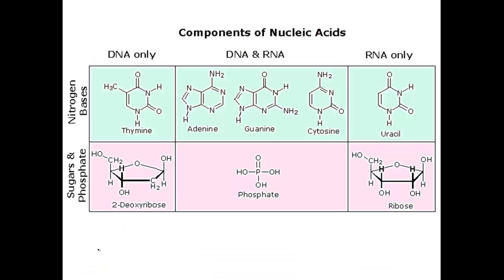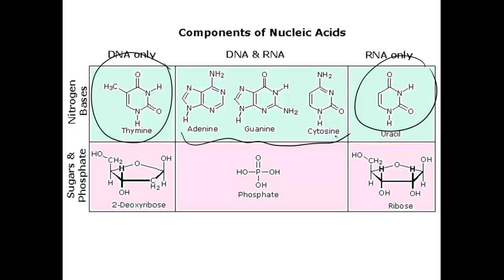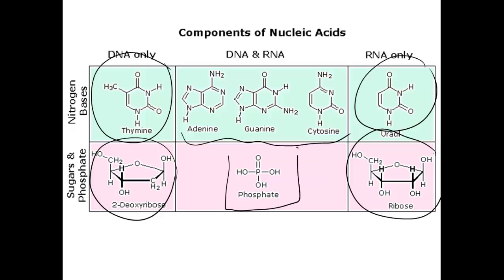If you're going to break that down and you're comparing DNA and RNA, thymine, the pyrimidine, is only found in DNA, and uracil is only found in RNA. All the other letters, A, G, and C, are found in both DNA and RNA. The sugar that DNA has has one less oxygen, so we call it deoxyribose, found in DNA only. And the sugar in RNA is different, with more oxygen. It's called ribose, found in RNA only. And of course, both DNA and RNA have a phosphate group.